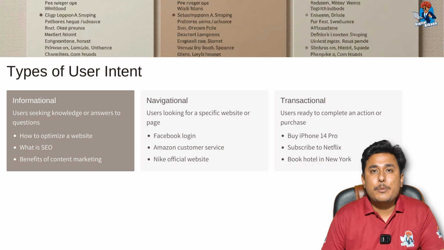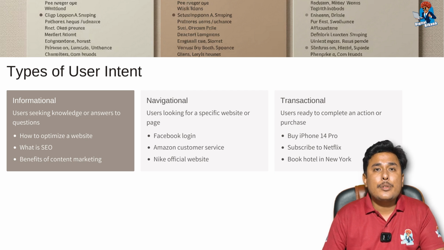There are three main types of user intent. Informational. User wants to learn something. Navigational. User is looking for a specific website or brand. Transactional. User intends to make a purchase or take action.